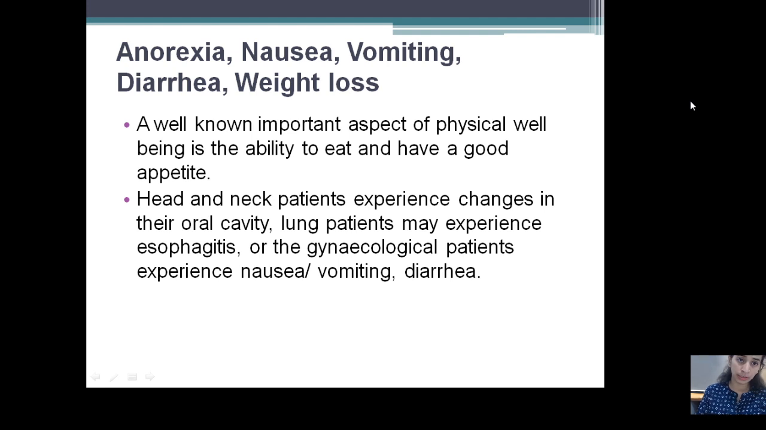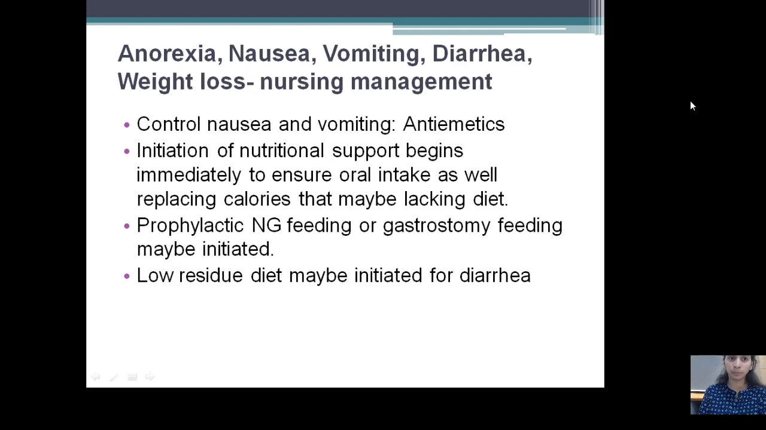Anorexia, nausea, vomiting, diarrhea and weight loss are more specific to the site where radiation therapy is given. For example, if it is in the abdominal area, nausea, vomiting, diarrhea and weight loss can be there. An important aspect of physical well-being is the ability to eat and have a good appetite. Head and neck patients experience changes in their oral cavity, lung patients may experience esophagitis, and gynecological patients experience nausea, vomiting and diarrhea.